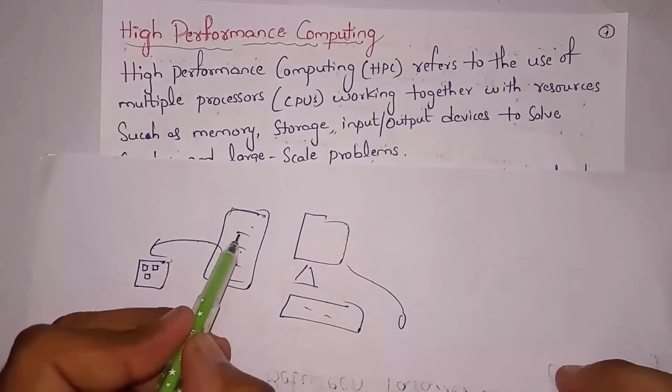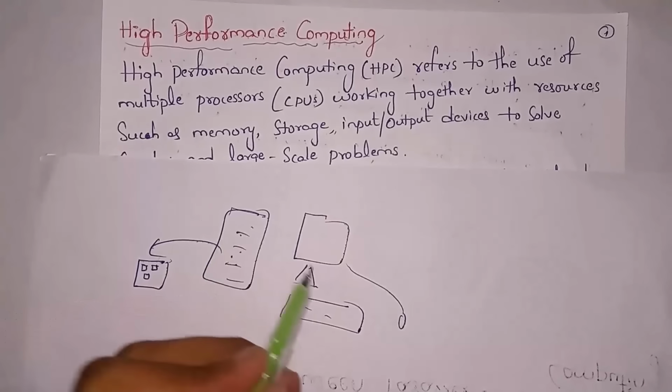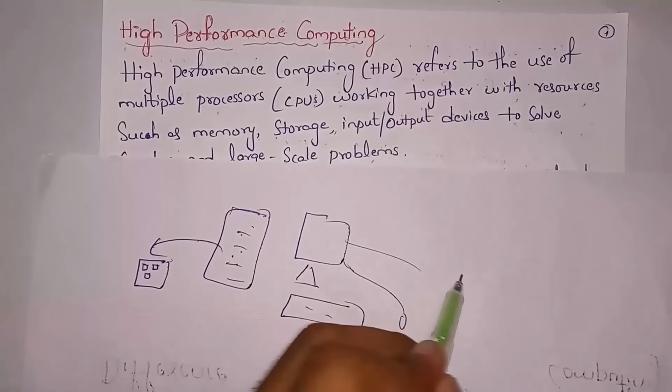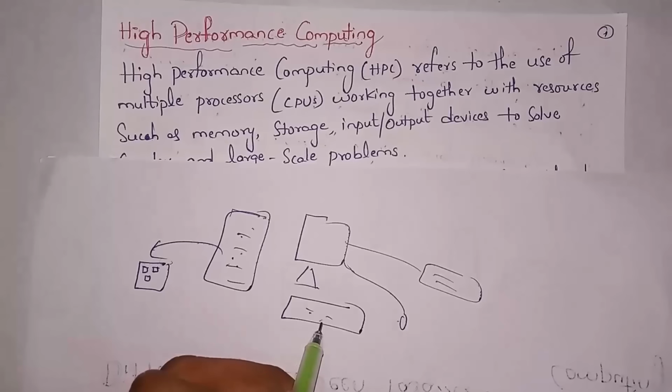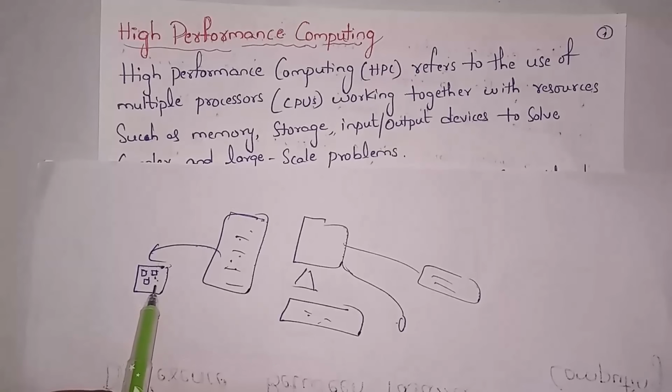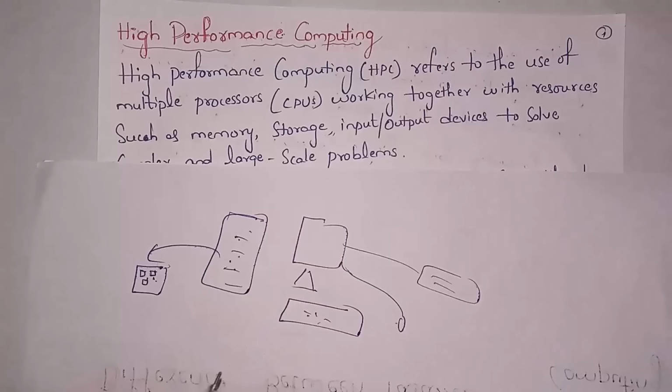And the CPU contains memory and storage, that is nothing but hard disk and RAM, and also it contains input and output devices like printer, keyboard, mouse, speakers, etc. By using all these resources, we can solve complex problems. So in high performance computing, we'll use multiple processors with the resources like memory, storage, input output devices, etc. in order to solve large scale problems. This is known as high performance computing.